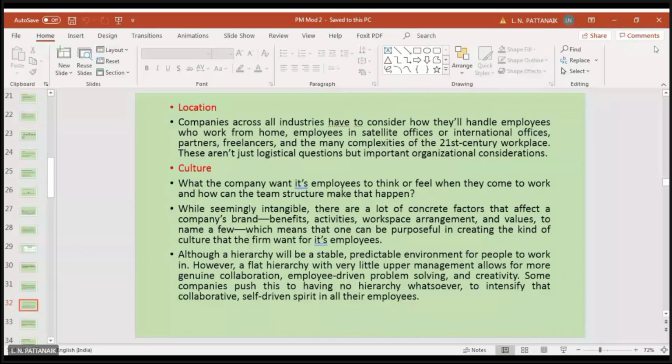Although a hierarchy will be a stable, predictable environment for people to work in, a flat hierarchy with very little upper management allows for more genuine collaboration, employee-driven problem solving, and creativity. Some companies push this to having no hierarchy whatsoever to intensify that collaborative, self-driven spirit in all their employees.